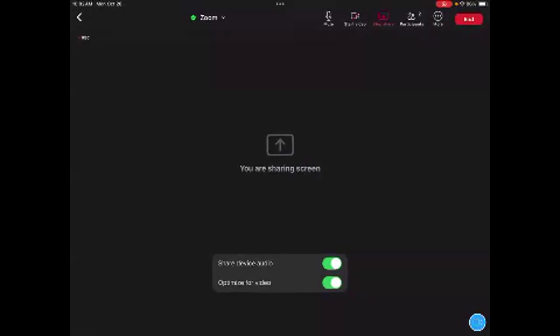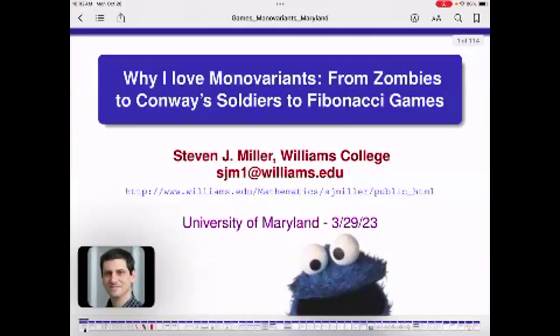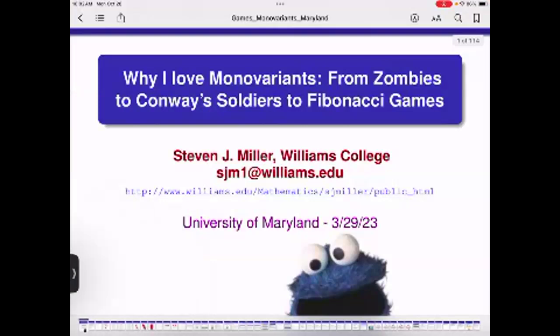What I want to do today is continue with one of the more interesting concepts in problem solving, monovariants. We saw this briefly early in the semester when we looked at the rectangle or chocolate bar game. What I want to do today is show that it can be used for a lot more, including some research I've done with students.